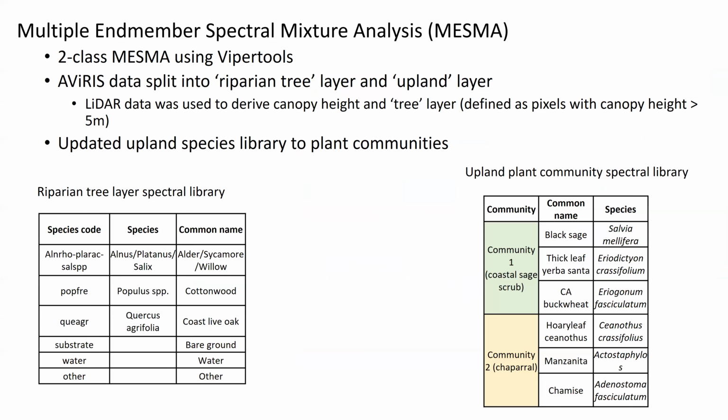So this goes into a little bit more detail of our analysis. The MESMA analysis, or multiple endmember spectral mixture analysis, takes as input spectral libraries of various trees and vegetation, and then tries to identify the dominant plant or vegetation community in each pixel. So this is processing intensive. Even with that intensive processing, it was hard to delineate just the vegetation communities with just the AVIRIS data. But when we were able to split the AVIRIS data into riparian and upland communities, we were able to get a much better classification.